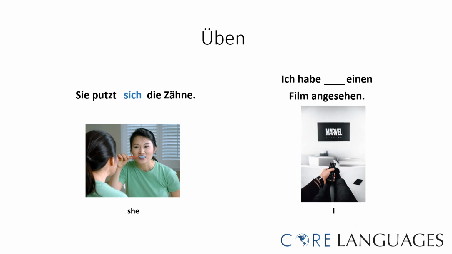And how about this example? Ich habe einen Film angesehen. Ich is the subject, so the correct reflexive pronoun in the dative case is mir. Ich habe mir einen Film angesehen. I have for myself a movie watched, or I have watched a movie for myself.